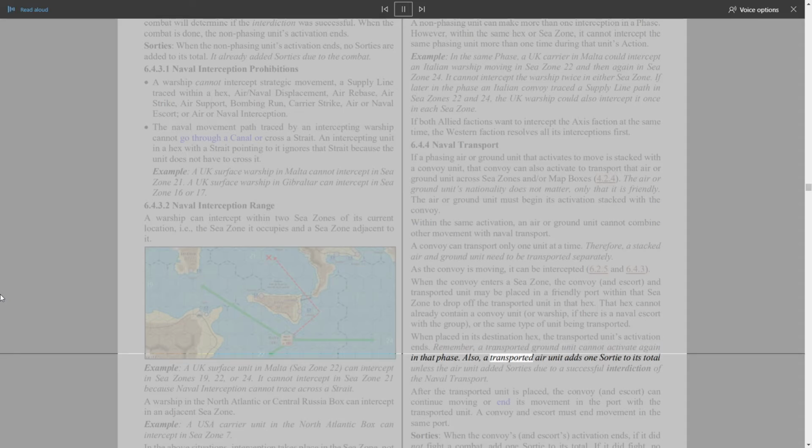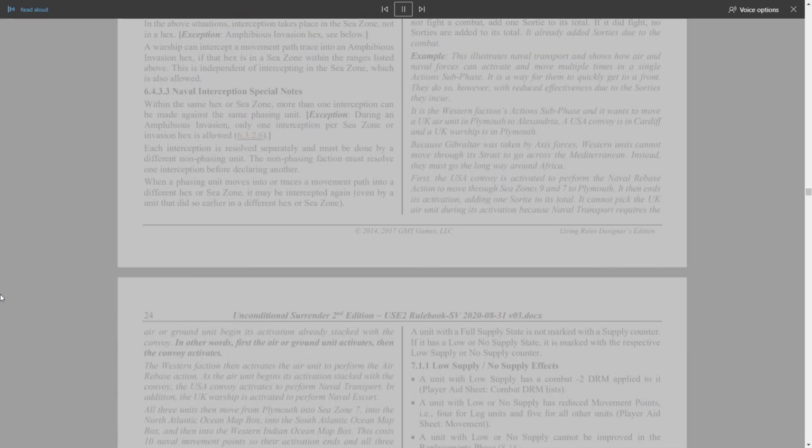Also, a transported air unit adds one sortie to its total unless the air unit added sorties due to a successful interdiction of the naval transport. After the transported unit is placed, the convoy and escort can continue moving or end its movement in the port with the transported unit. A convoy and escort must end movement in the same port. Sorties: when the convoy's and escort's activation ends, if it did not fight a combat, add one sortie to its total. If it did fight, no sorties are added to its total. It already added sorties due to the combat.